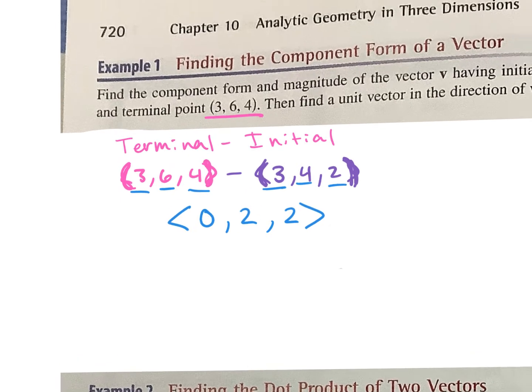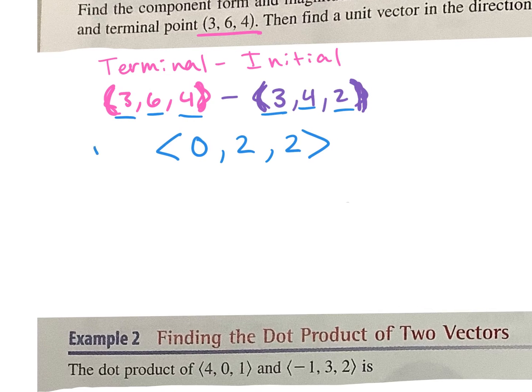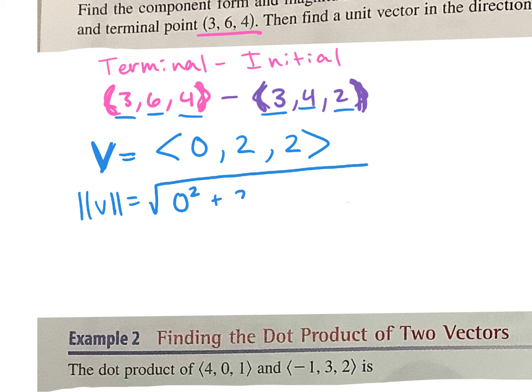Next, we can find the magnitude of this vector. We're calling it vector v. So the magnitude of v, how do we find the magnitude? So we square the first term plus the second term squared plus the third term squared. And then just take the square root of all of that. So this will be 0 plus 4 plus 4. So the square root of 8, which we can simplify to what? 2 square root 2. Awesome, 2 square root 2.